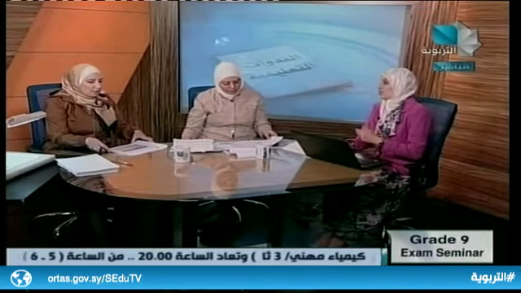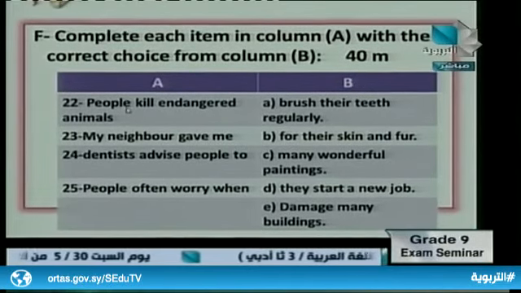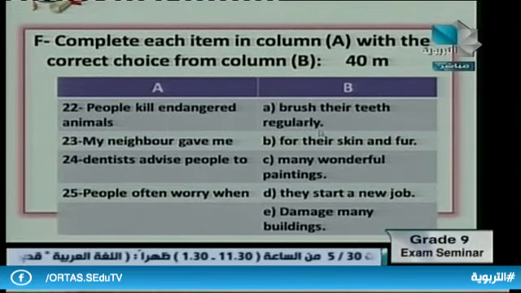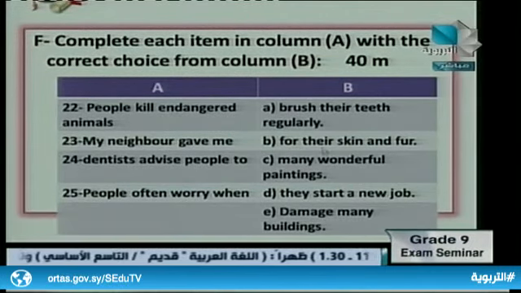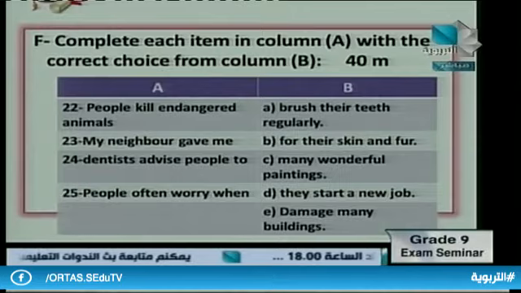In the matching exercise, we have two columns, column A and column B. The rubric is: complete each item in column A with the correct choice from column B, and it's allotted 40 marks. We have 4 items in column A, and in column B we have 5 items. From the meaning, the students need to read the whole sentence first, and from the meaning they can match the one which is related to the other. So meaning here is very important.